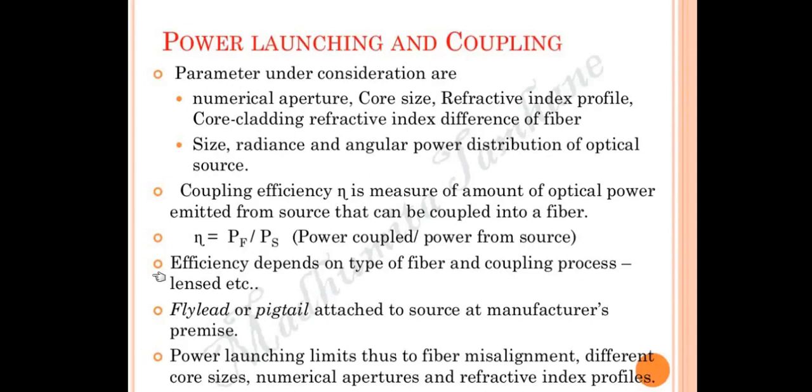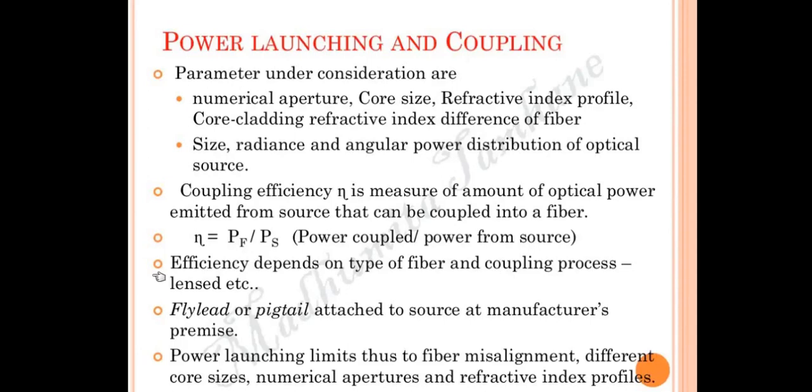So what parameters do we need to consider while designing any kind of fiber? First thing is the numerical aperture, right? What is the numerical aperture, students? It involves the refractive index of the second medium, N2, by the refractive index of the core plus the refractive index of the cladding, N1 plus N2, or else you can find out its value. Next, we need to see the core size, the refractive index profile, and the core-cladding refractive index difference. If you see all these things, then only we can find out the parameter.